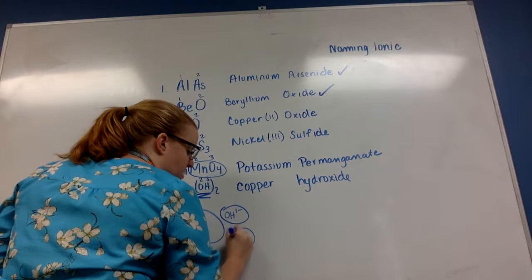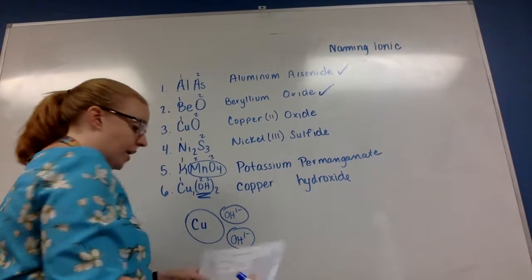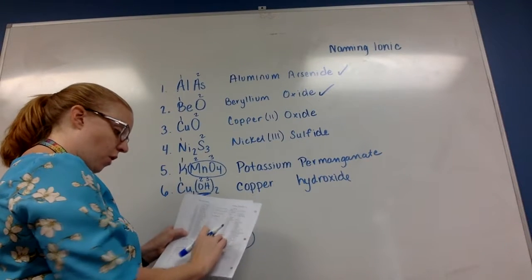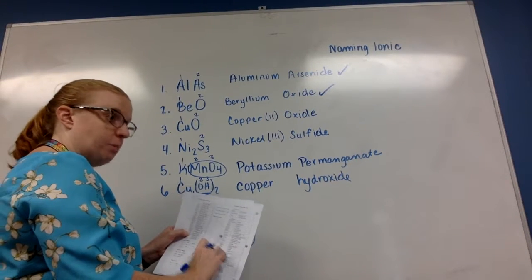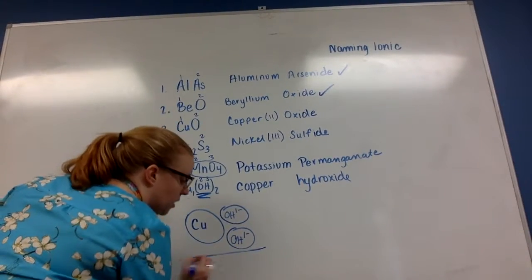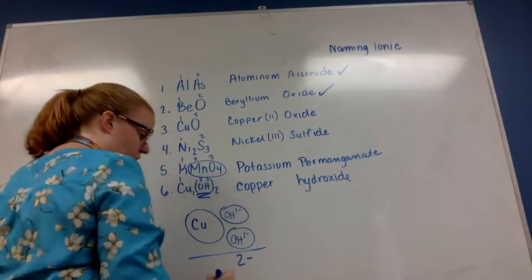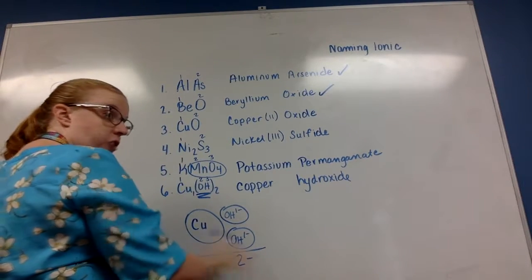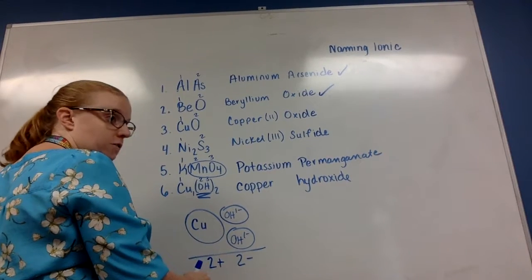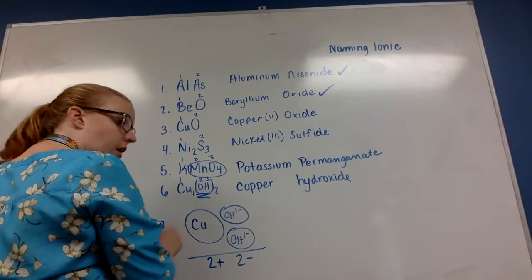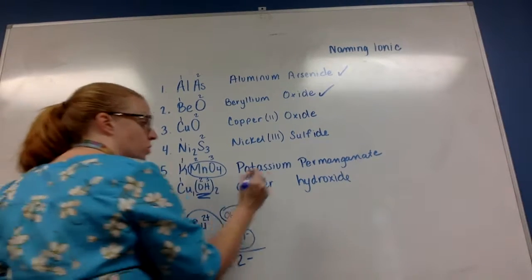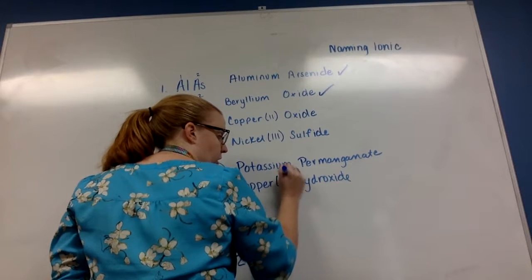Each hydroxide has a 1 minus charge because it's listed on the polyatomic ion chart that way. So OH, hydroxide, OH minus. 1 minus, 1 minus, total of a 2 negative charge. These charges have to balance, so we have to have a total of 2 positive charge. There's only 1 copper, so it has to have a 2 plus charge. So the Roman numeral for copper is 2.